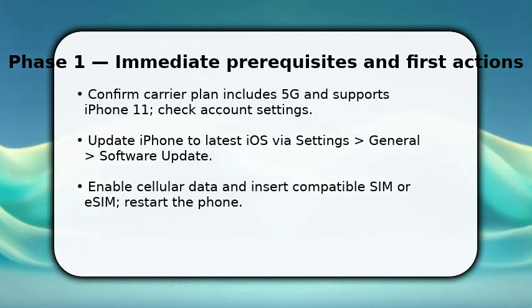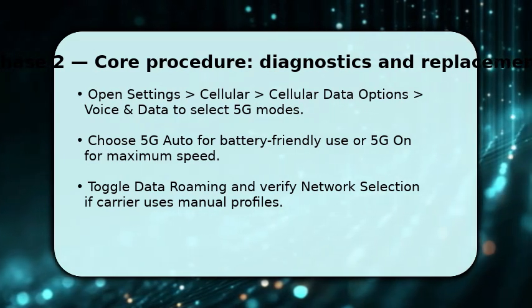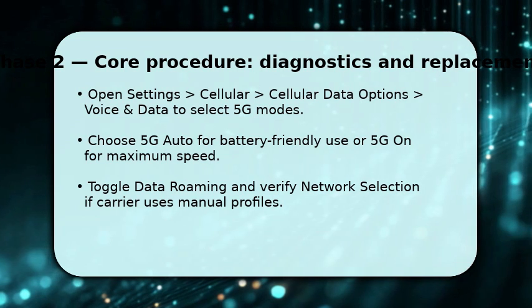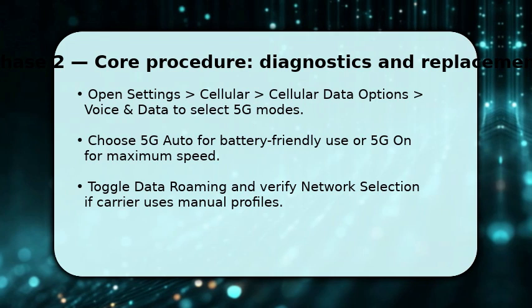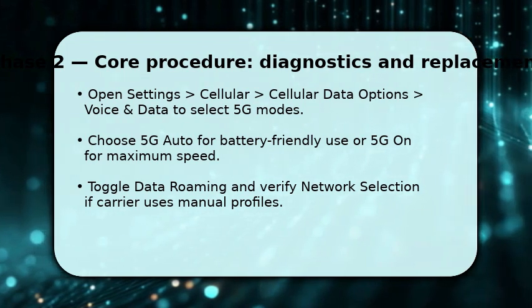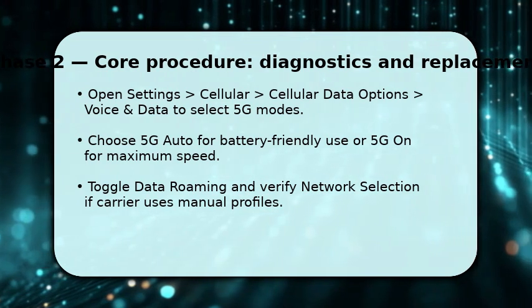Now you enable 5G inside iOS and set preferences. Go to Settings, Cellular Data Options, then Voice and Data. You'll see LTE, 5G Auto, and 5G On. Choose 5G Auto for intelligent switching that preserves battery, or 5G On when you need full throughput.